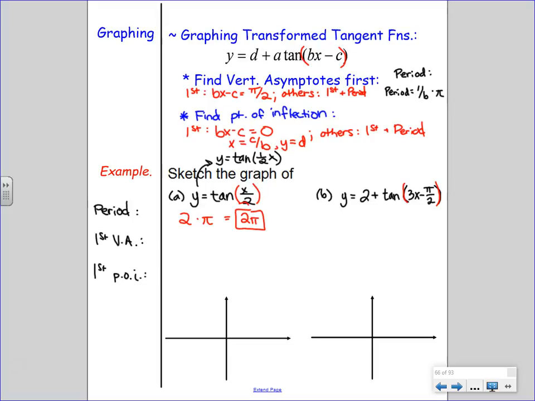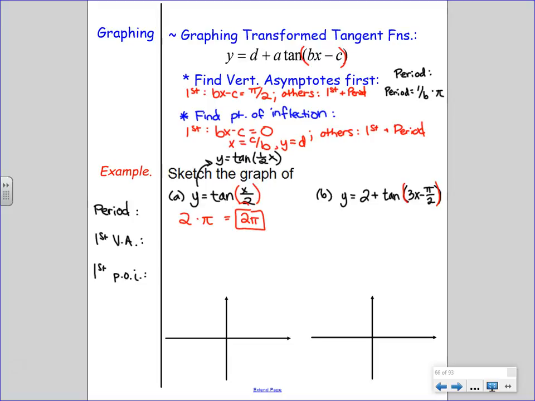JJ, wait, where did you get 2? You first have to ask yourself the question, who's b? B is the number in front. The number in front is 1/2. 1 over means flip it. What's the reciprocal of 1/2? 2. So flip it times pi. Cool. Flip it times pi.